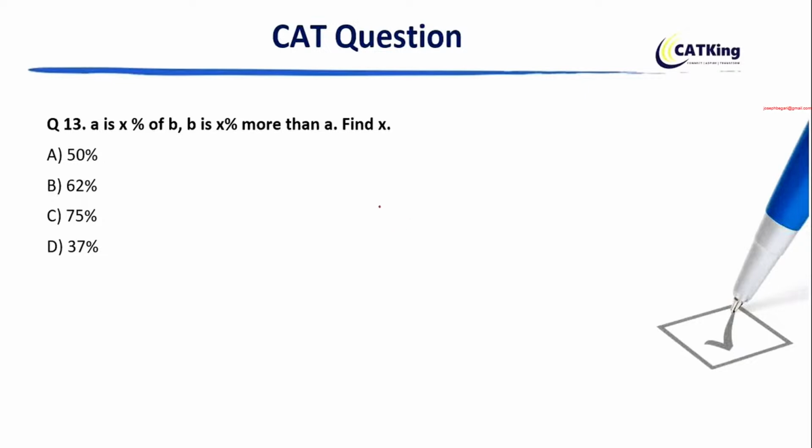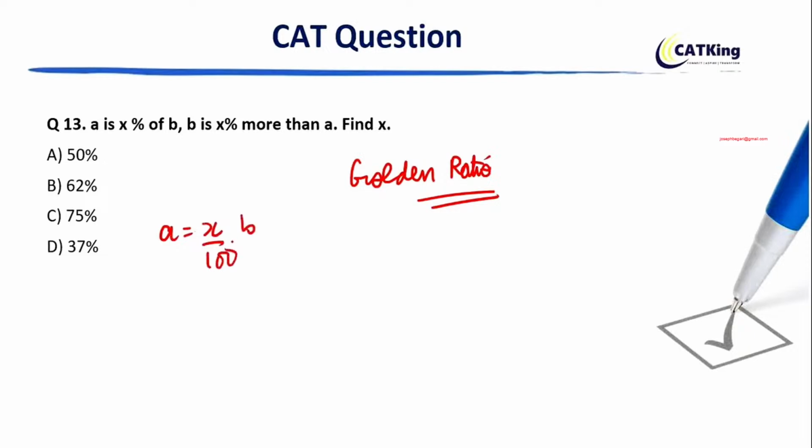So this question is on golden ratios. I hope you are aware of this. If not, I'll tell you. A is x% of B. A equal to x% of B. CAT question again on golden ratios. B is x% more than A. Correct? So B is x% more than A.